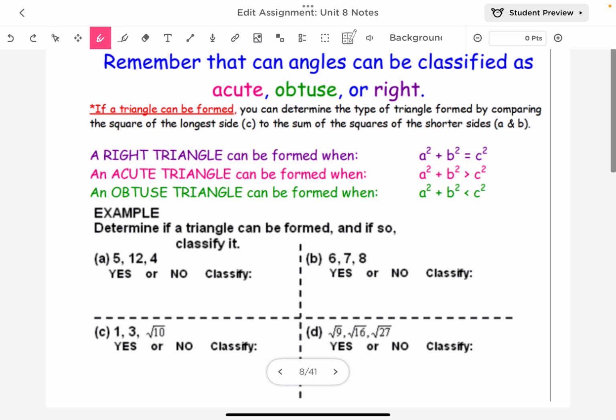Okay, well now what we're going to be looking at is, what if I give you a set of numbers and I ask you what kind of a triangle is it? It might be a right triangle, it might be acute, it might be obtuse.